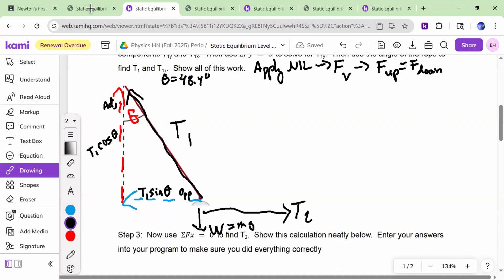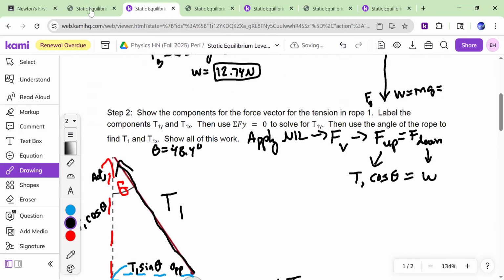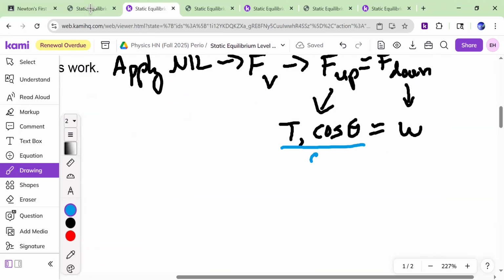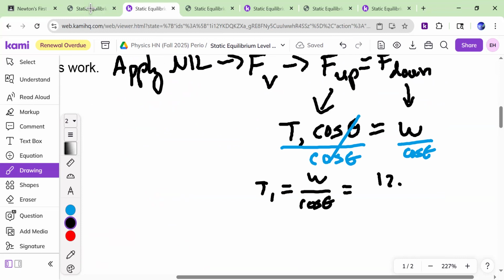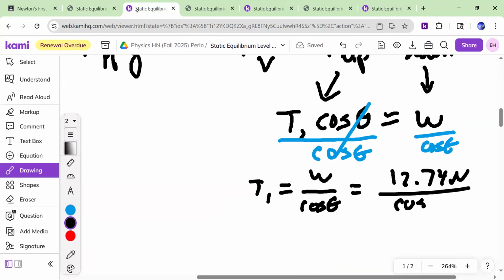Now, what force is going up? Well, that would be the red component right there, T1. So I would replace this with T1 cosine of my angle. And force down, well, that would be the weight. And we already calculated that. The weight was what you calculated here. Mine was 12.74. You can see very easily I can solve for T1 by just simply dividing away the cosine of the angle, and I will get T1 all by itself. T1 would be the weight divided by the cosine of your angle. So in my case, I'm going to go 12.74 newtons divided by the cosine of, looks to be 48, just double check, 48.4.